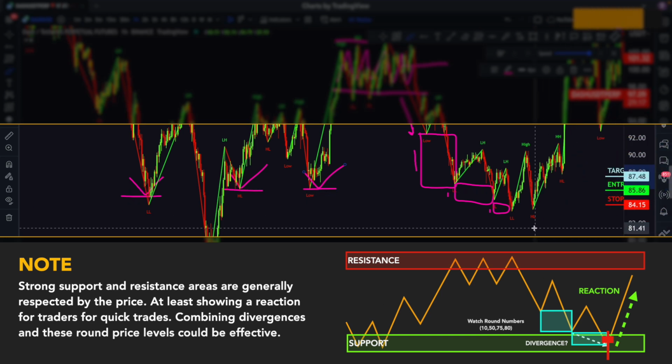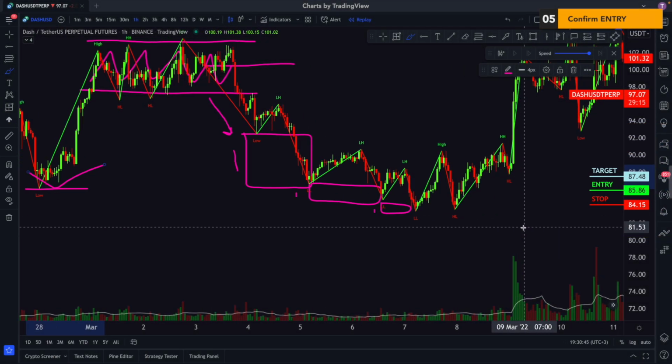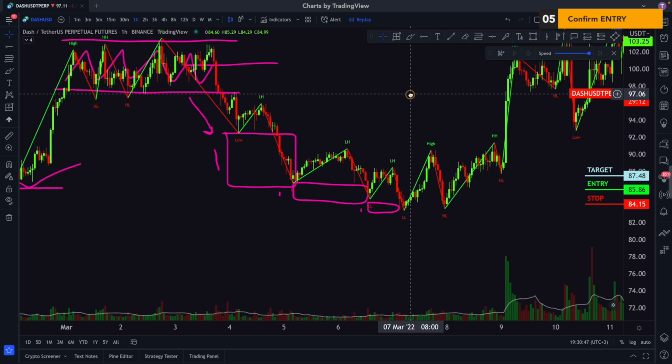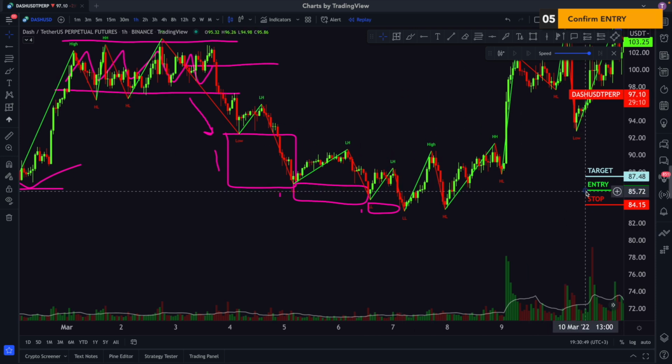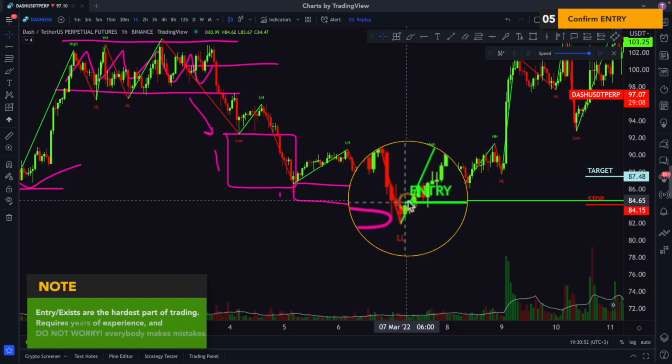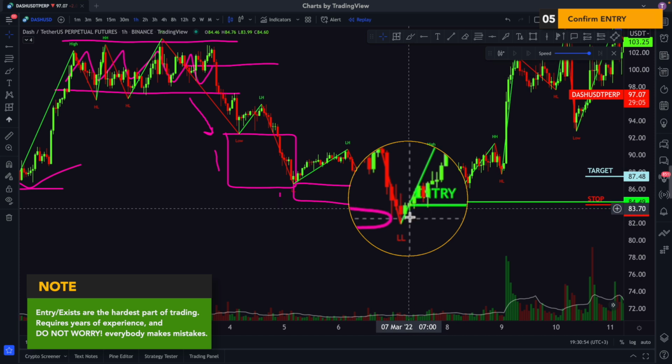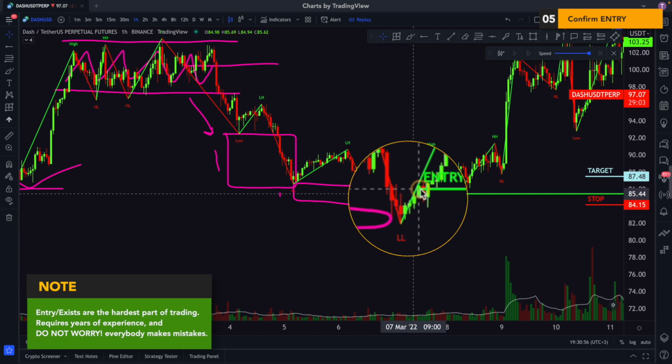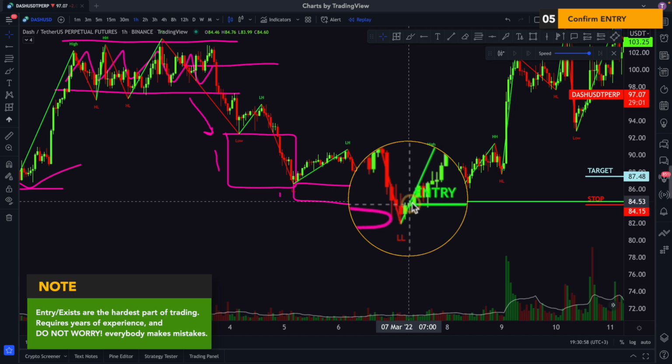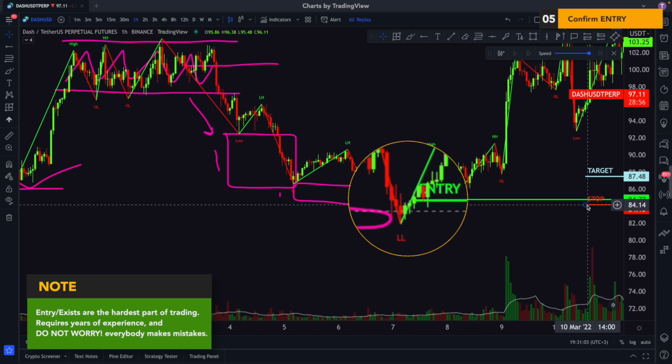Finally, the entry. You have to develop your own entry styles. I have many methods to enter a trade, but my first rule of entry is simple. If I'm opening a long position, I wait for a green candlestick. If I'm opening a short position, I wait for a red candlestick.